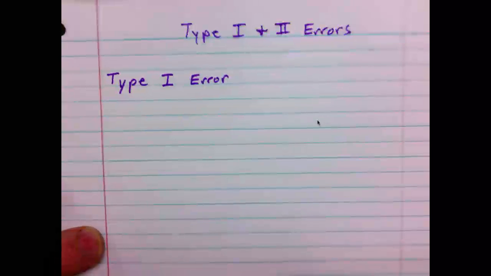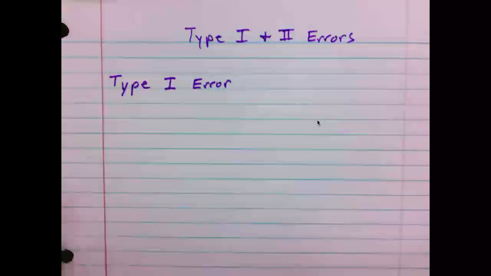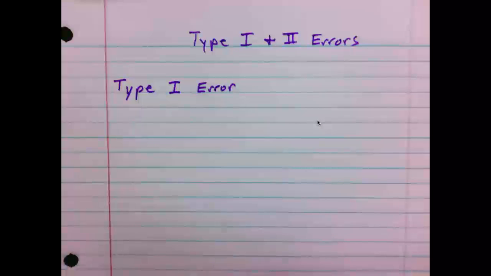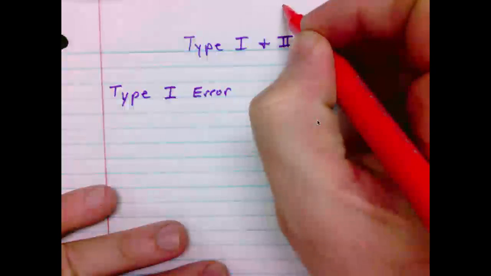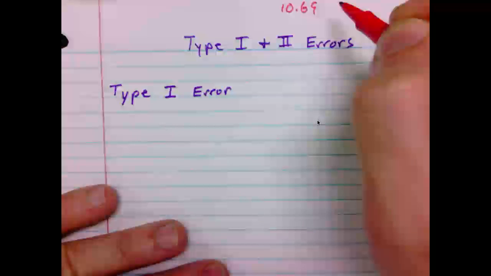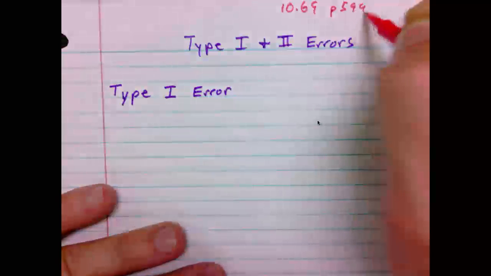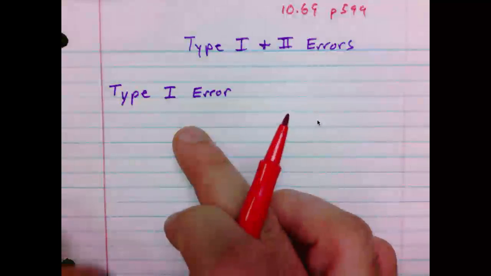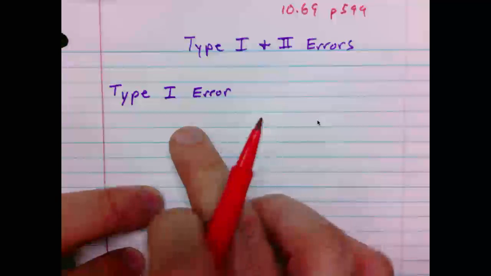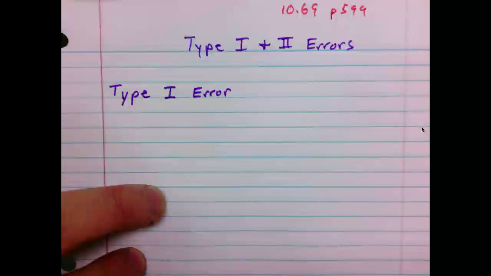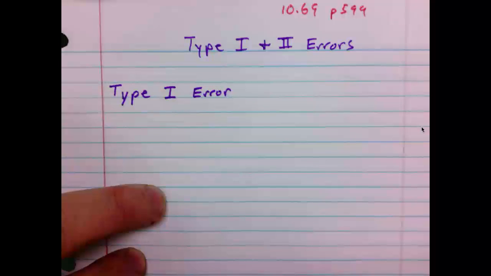In this video, we will be discussing type 1 and type 2 errors, and we will conclude that discussion by looking at problem 10.69 on page 599. When we do our significance test, we end up making a decision. That decision is based on our p-value and our alpha. It is entirely possible for us to make a decision and it be incorrect. There are two types of errors that we can make.